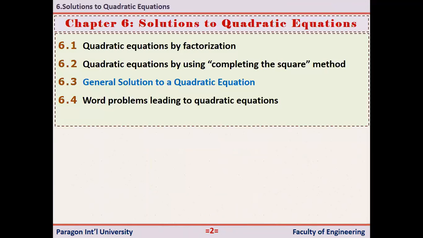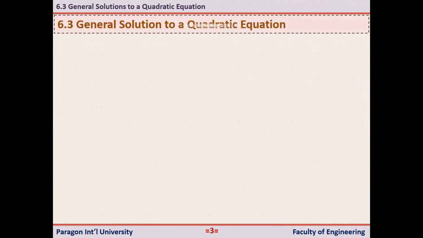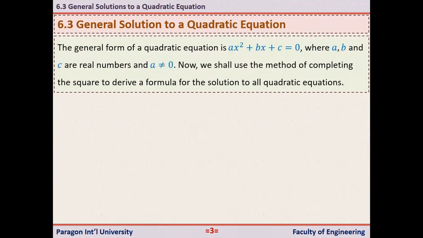All right. In this video, we'll talk about how to derive a general solution to a quadratic equation, and we will use this formula to solve a few quadratic equations. As we know, the general form of a quadratic equation is given by ax squared plus bx plus c equals 0, where a, b, and c are real numbers and a is not equal to 0. Now, we will get a formula to solve this kind of quadratic equation.